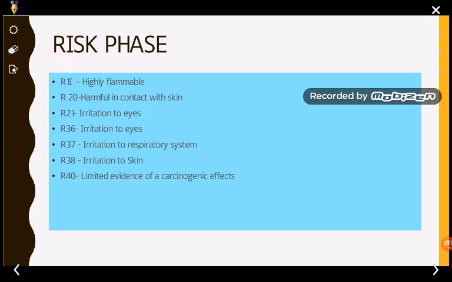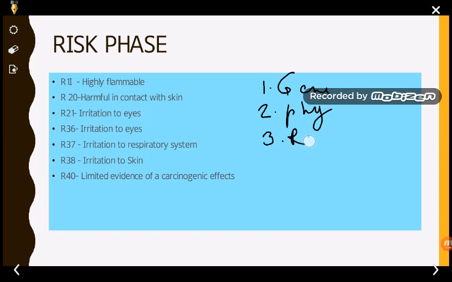Next is the risk phase. The first one is general information, the next is the physical and chemical properties, and the third is the risk phase. So what are the risks related to the given chemical? Risk 1: it is highly flammable. Risk 2: harmful in contact with the skin. When this chemical comes in contact with the skin, it is considered harmful. That is why it is risk factor 20.